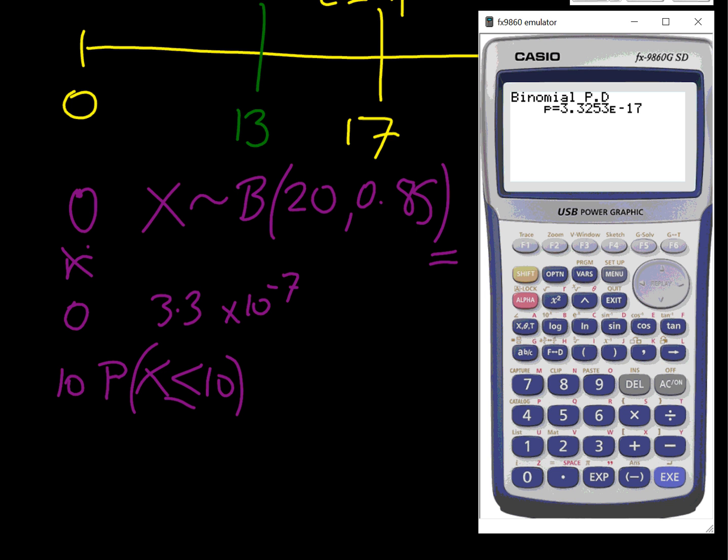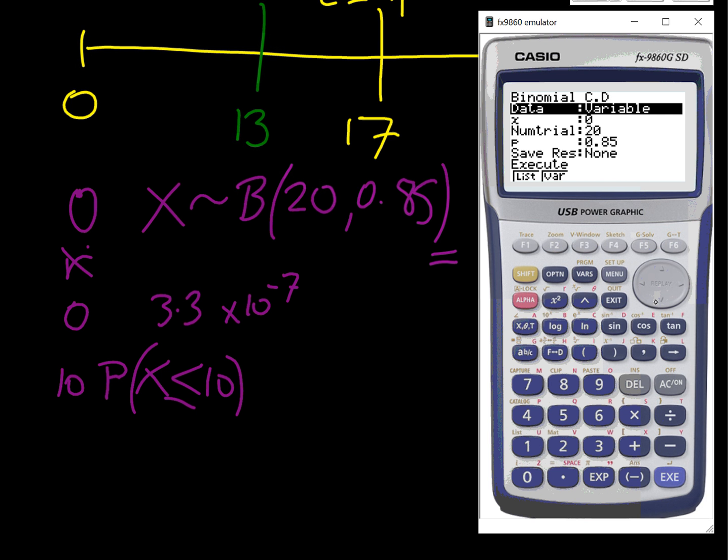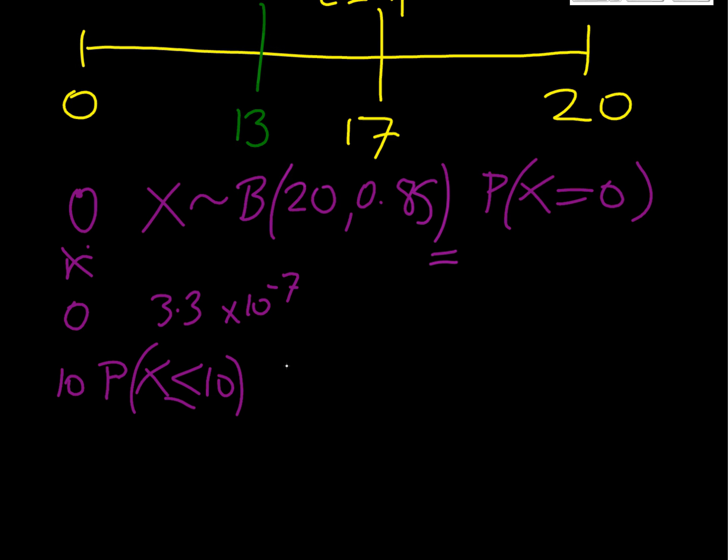So we're going to use our BCD function. Let's go up here to distributions, binomial, BCD, and here we're going to put our actual successes at 10, and just press execute. Here we've still got a very low number, haven't we? We've got 2.48 times 10 to the minus 4. So that's still well below 1%, isn't it?